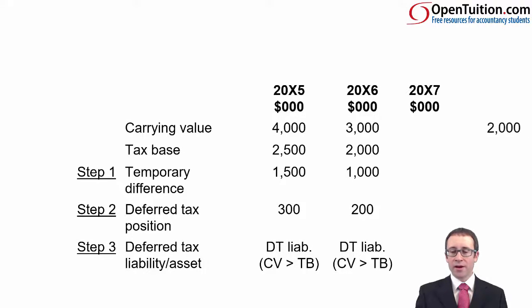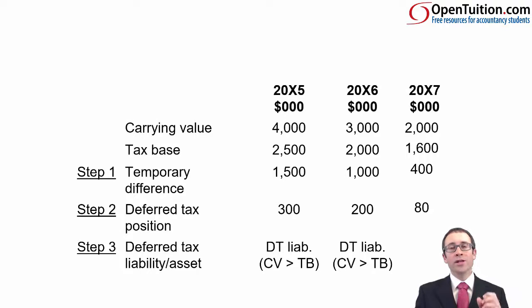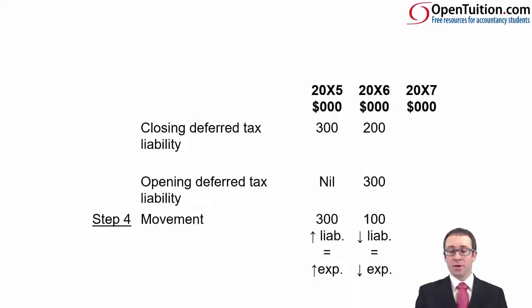X7, what have we got? Carrying value, 2. Tax base, 1,600. Temporary difference, 400. I can hear you shouting the answer at me. 20% of 400 is 80, isn't it? We still have a deferred tax liability, don't we? Because the carrying value is still greater than the tax base. Closing deferred tax liability on the SFP was 80. The opening was 200. So the movement, yeah, excellent, 120.